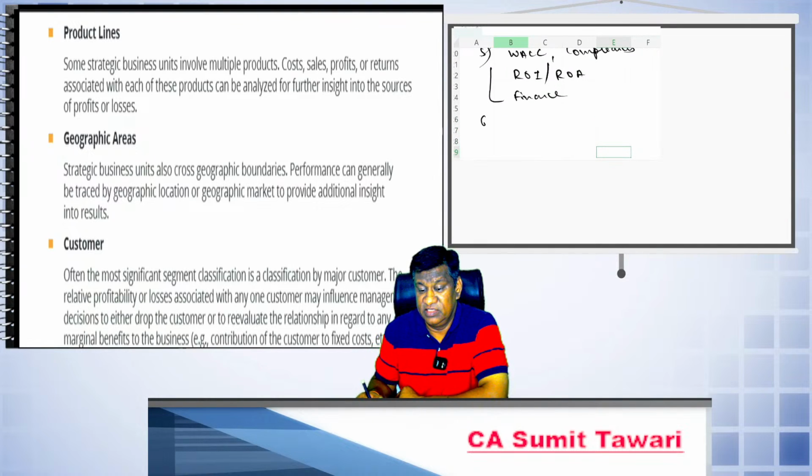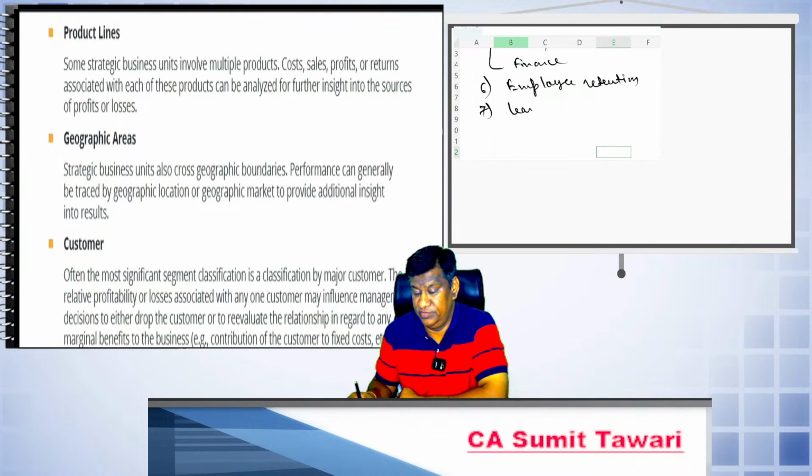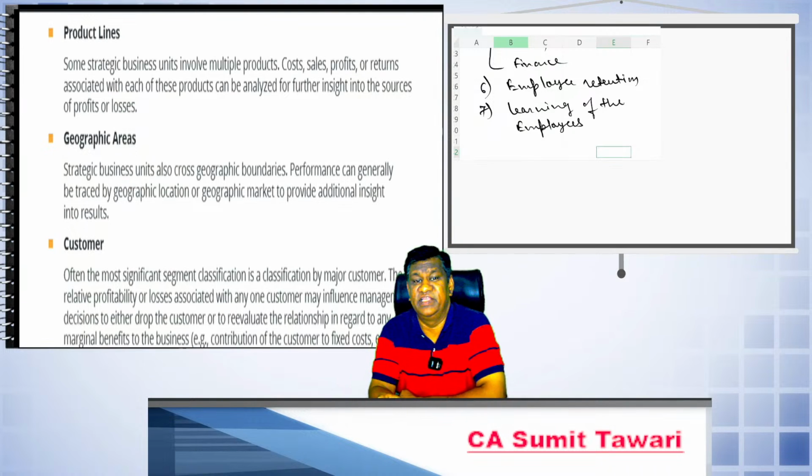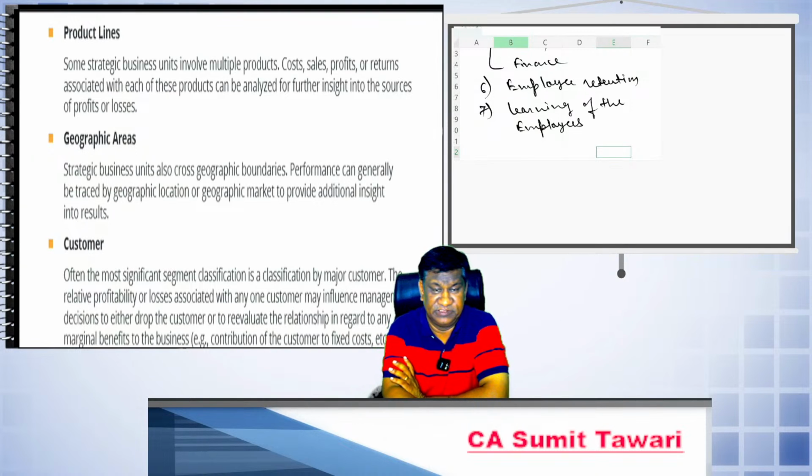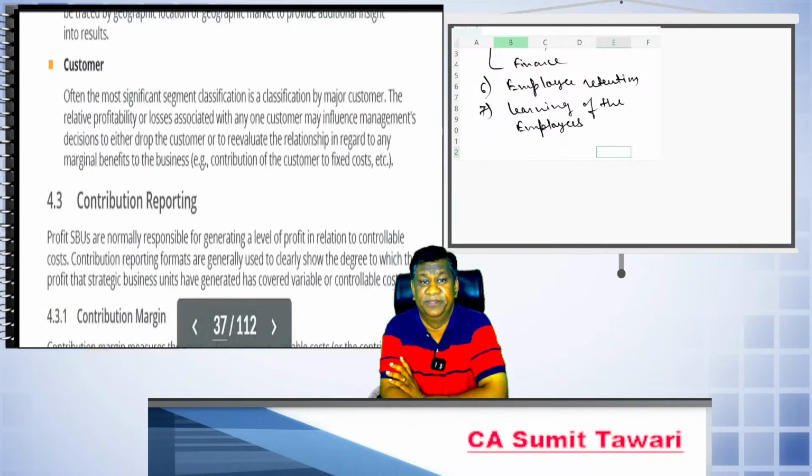Then second, employee retention, learning of the employee. These are basically the HR and finance activities, which are also considered a primary activity in any business. We generally consider these as support services, but if we cannot organize finance in a proper way, you cannot generate profitability.